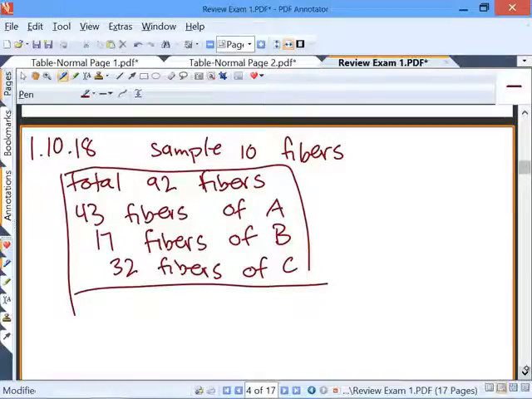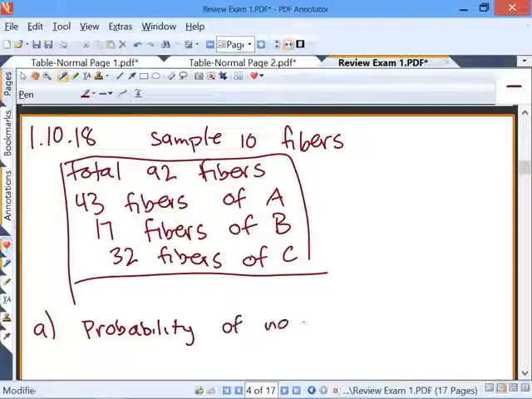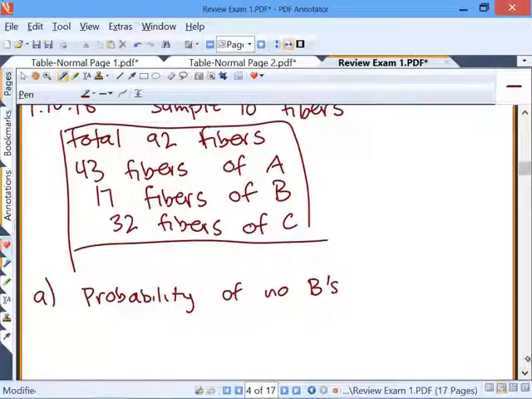Now, looking at this problem, you would have to decide whether or not you're putting things back. I'm going to guess that we're not putting stuff back, just the way that it's worded, and specifically since it doesn't say with replacement. So A says, what is the probability that the sample does not contain any fibers of polymer B? So, probability of no B's.